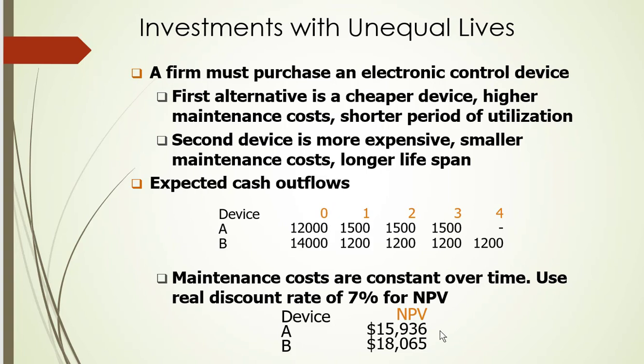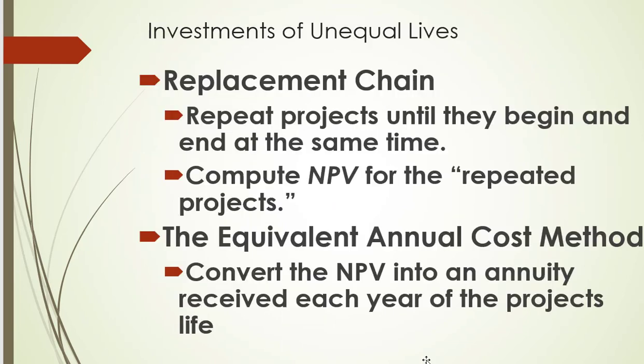And since net present value is the process of summing future cash flows, any project with a longer life has an advantage over a project with a shorter life. So in this case, you can see that the net present value of A is 15,000 and the net present value of B is 18,000. So on the surface, it appears that project B is better because it increases the wealth of shareholders more. There are two techniques that we can use.